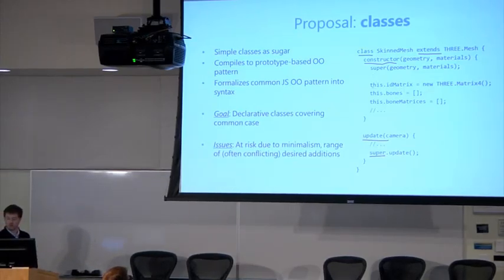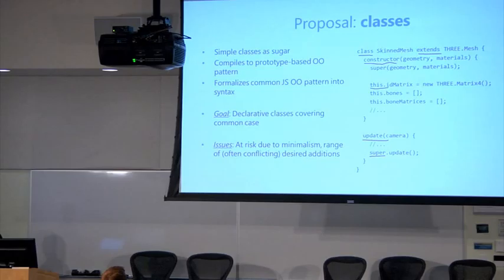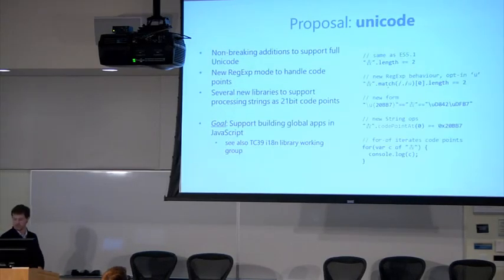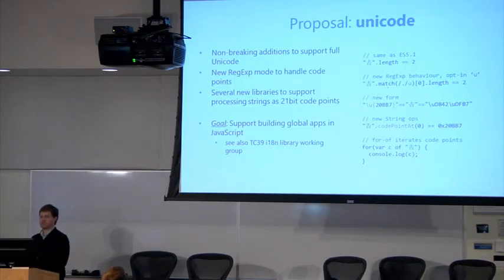Notably, though, there's no declarative syntax here for the instance properties. So in typical JavaScript style, I just imperatively assign those properties onto my this parameter. This is trying to formalize some of the core concepts of the standard patterns for class-based programming in JavaScript today, and provide some simple syntax for those. And just as one last feature, I couldn't leave without talking about Unicode.